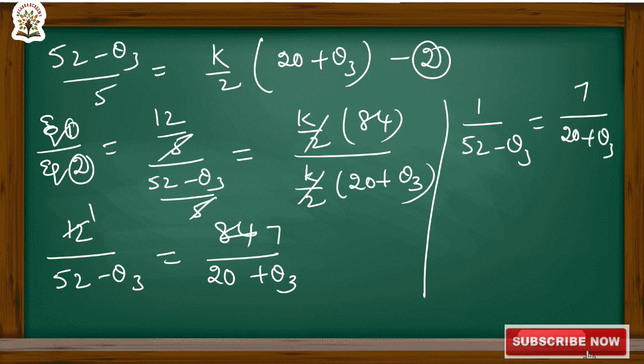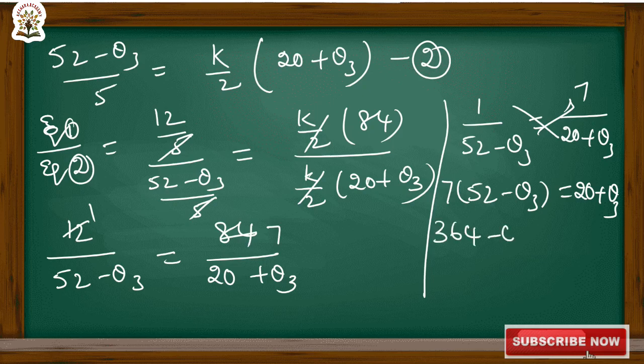Now taking cross multiplication, 7 into (52 minus theta 3) is equals to 20 plus theta 3. 7 into 52, 364, minus 7 theta 3, that is equals to 20 plus theta 3. 364, 20 here becomes minus 20.